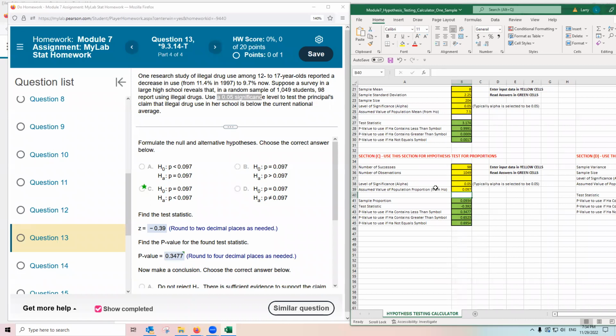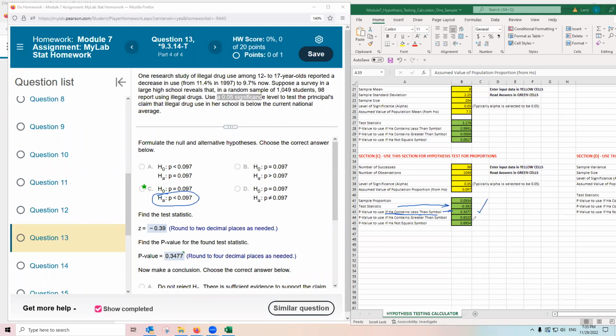Remember, this value comes from the null hypothesis. All right, I have the test statistic right here. It looks like the test statistic is negative 0.39. And the p-value we want is where our alternative contained a less than. Well, that's this line right here. If the alternative contains a less than symbol, I've got to use this p-value.